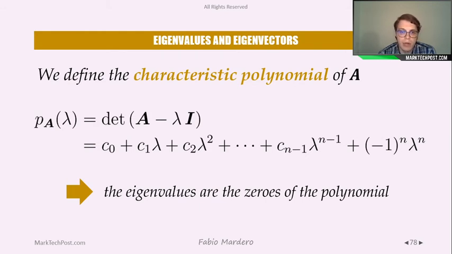So the eigenvalues, looking at how we characterize this polynomial, are the zeros of this polynomial. So we need just to compute this determinant, get this characteristic polynomial, impose it equal to 0, and find the roots, the zeros, of this polynomial.